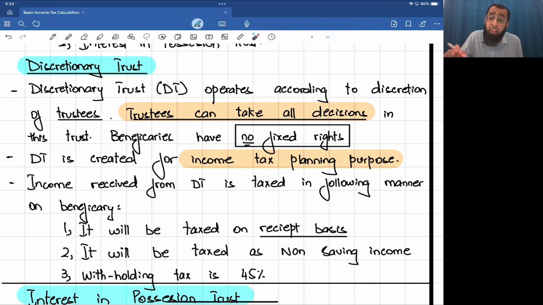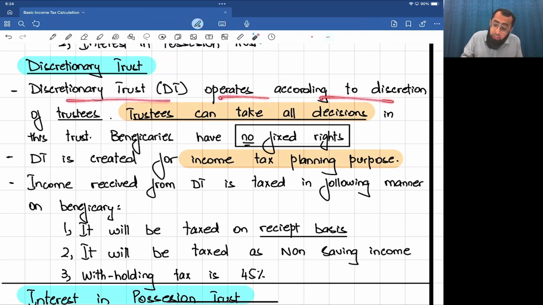See, a discretionary trust is a very special type of trust which is created for tax planning, which is created for saving tax. A discretionary trust operates according to the discretion of the trustees. Those people who are managing it have full-fledged power in the discretionary trust. They can make all the decisions, they can change the beneficiaries, they can change the activity, they can close the trust. In a discretionary trust, the word discretion refers to power.